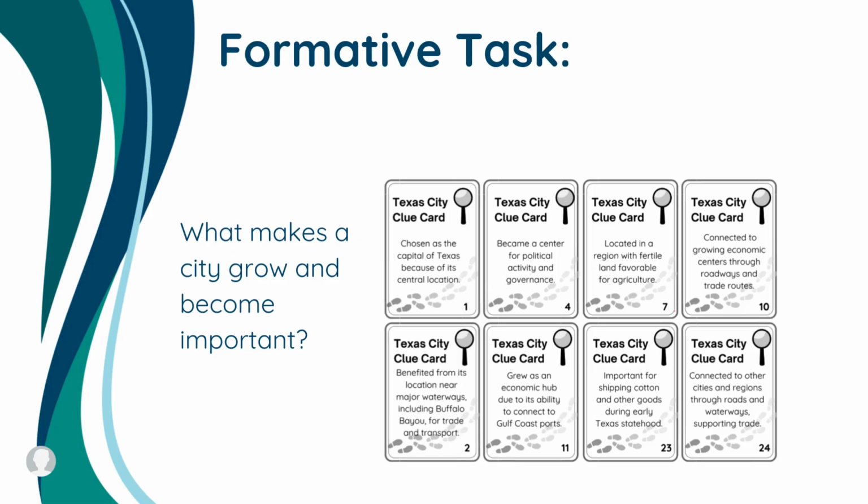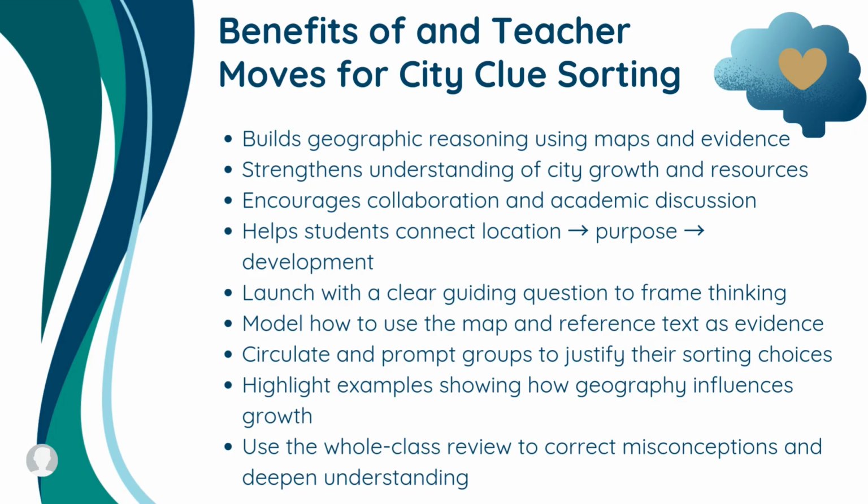contributed to its development. The clue sorting activity is helpful because it asks students to think like geographers and historians at the same time. When they sort the clues, they're not just memorizing facts about each city, they're using evidence from maps, text, and prior knowledge to figure out why certain cities became important. It builds geographic reasoning. Working with a partner helps them talk through their ideas, compare thinking, and develop academic language. And because each clue ties to a real feature like location, trade, or natural resources, students begin to understand how geography drives city growth and economic development.